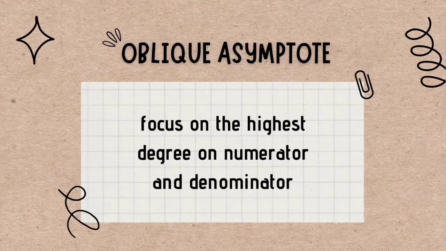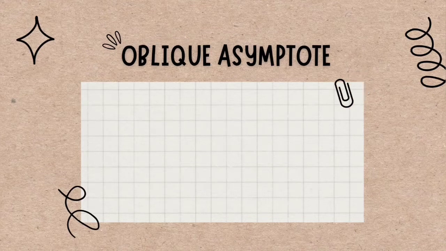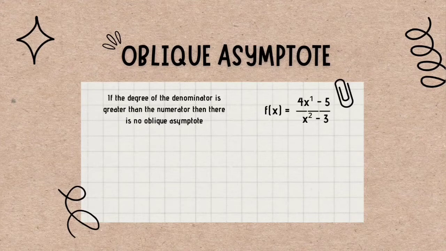Oblique asymptote focus on the highest degree on numerator and denominator. So, oblique asymptote has 3 rules too, just like horizontal. If the degree of denominator is greater than the numerator, then there is no oblique asymptote. Like for example, ang degree ng denominator natin ay mas mataas sa degree ng numerator, then ang sagot ay no oblique asymptote.